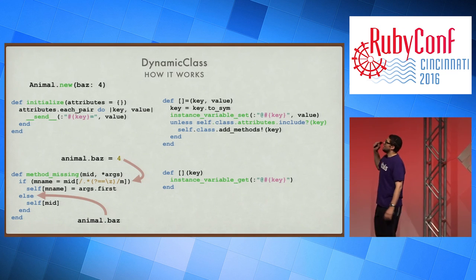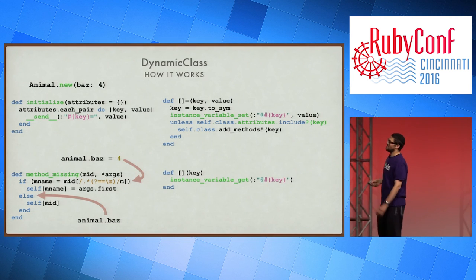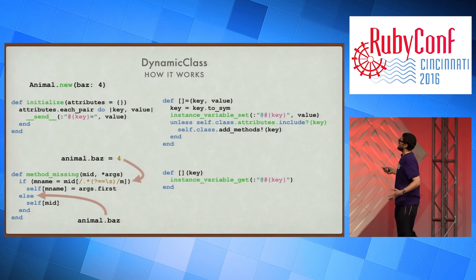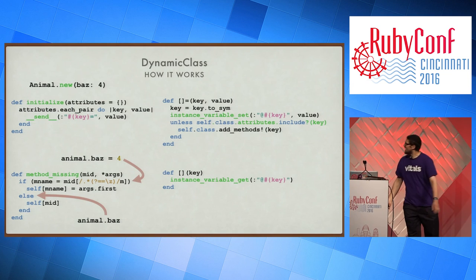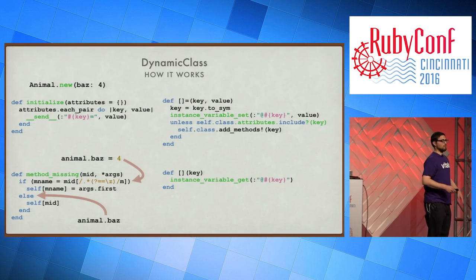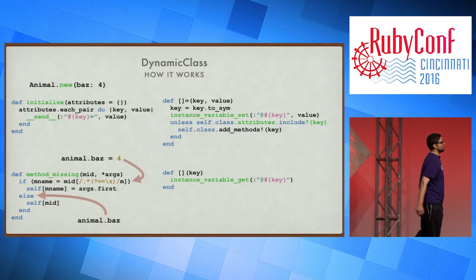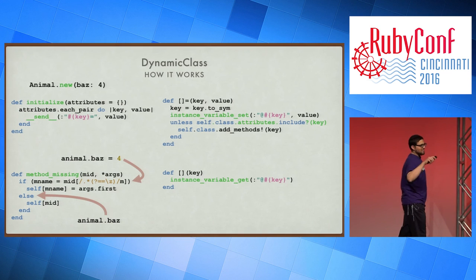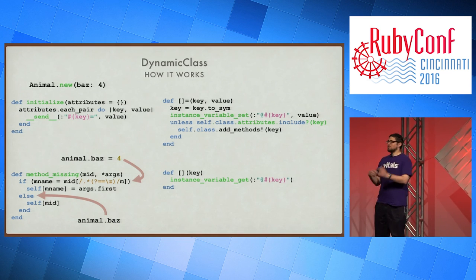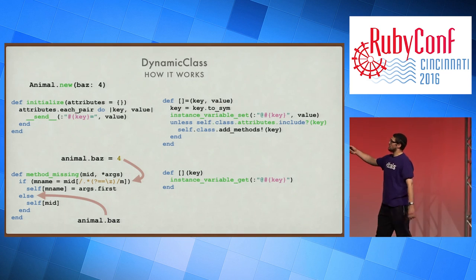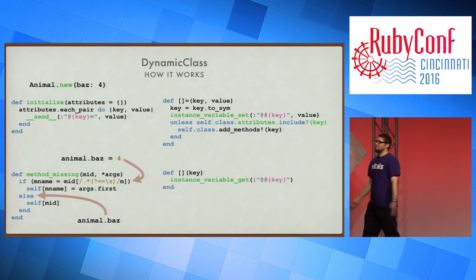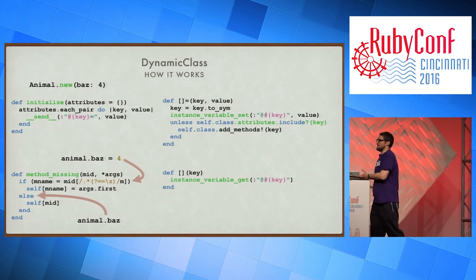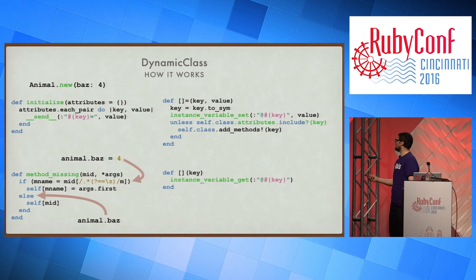And then we say, okay, if we got here, it's possible that we have to define a new attribute. So do we already have that attribute defined? And if not, then we just add those methods. That's what we saw before, that addMethods method on the previous slide. And what's cool is that the next time that you create an instance, those methods are already defined. So in initialize, when we call baz equals, we're just going to have that baz equals method, and it works just like a standard attr_writer.